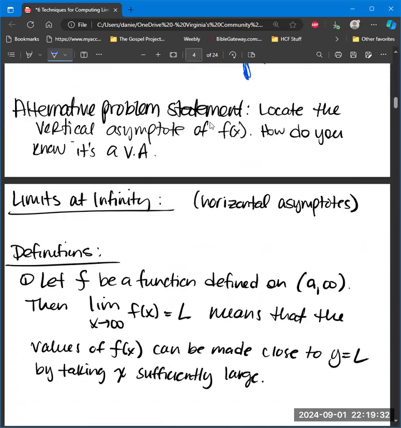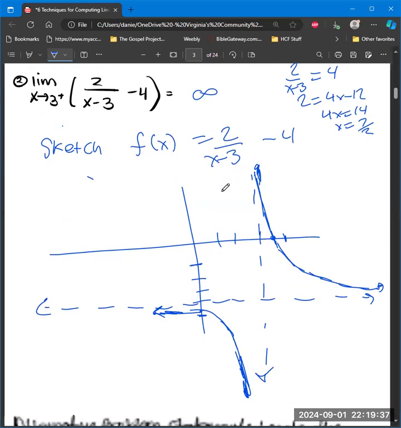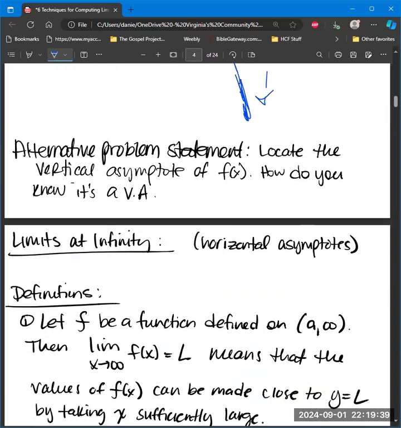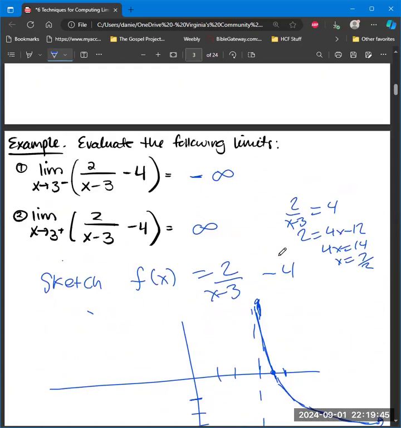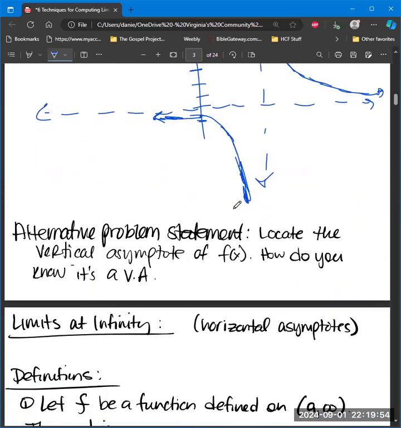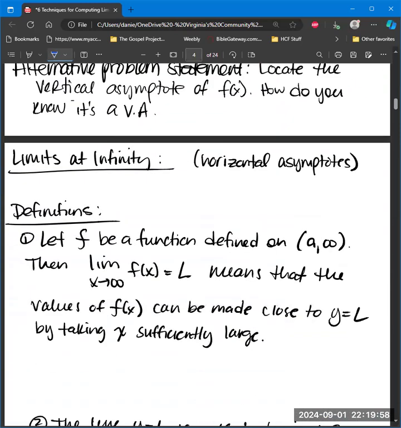So we could alternatively say, locate the vertical asymptote of this function, and how do we know that it's a vertical asymptote? We would know it's a vertical asymptote because as I take either of these one-sided limits here, it's going to positive or negative infinity. That automatically makes it a vertical asymptote. All right, let's talk about limits at infinity.